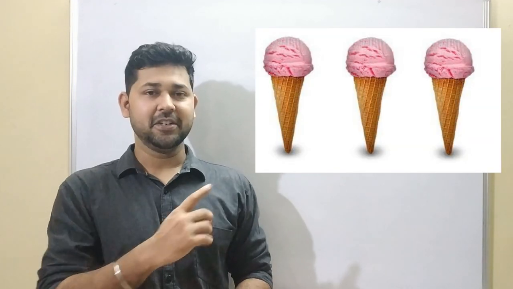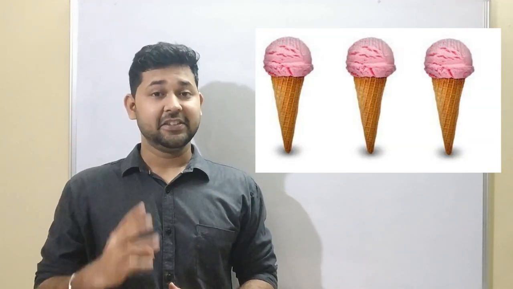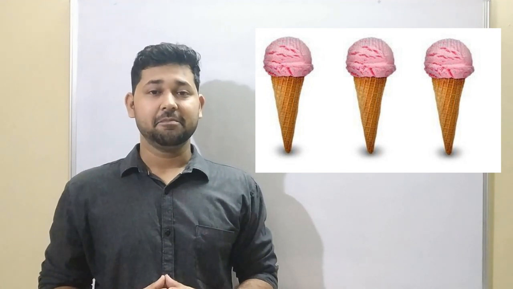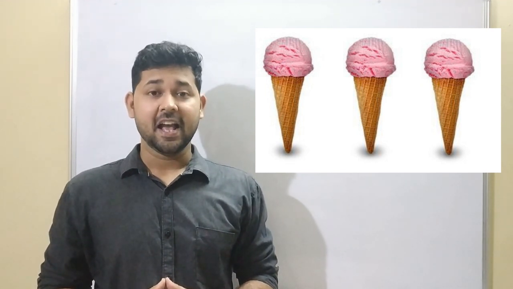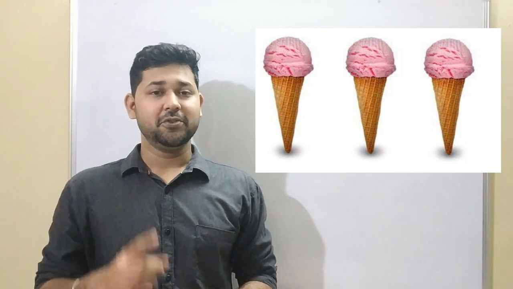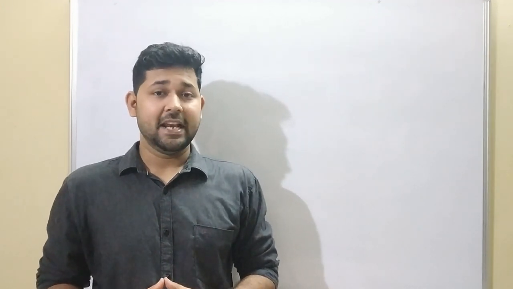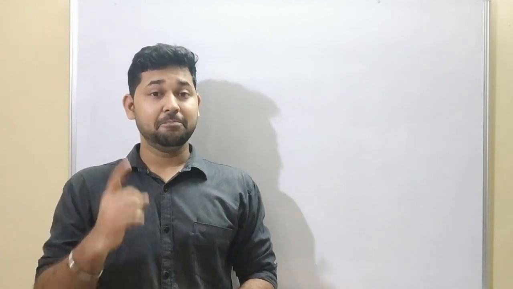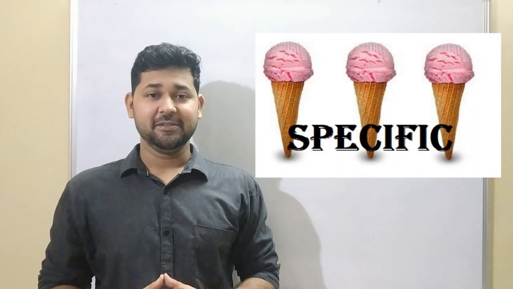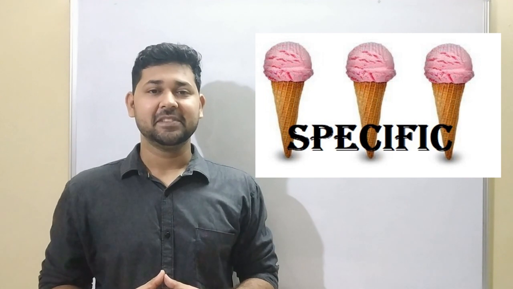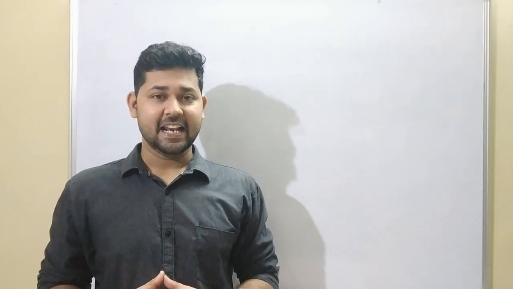Now again, I'm giving you another situation. Here in this picture, you can see three ice creams, but of the same type. I again ask you to select one. You might be thinking, sir, there is no selection. I have to specifically take one because they are all the same. So this is the difference, selective and specific.